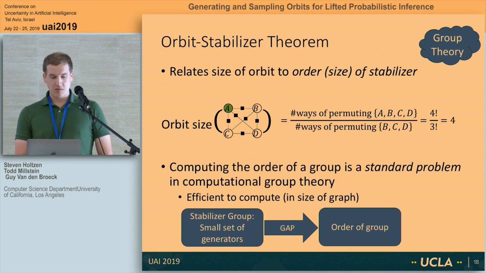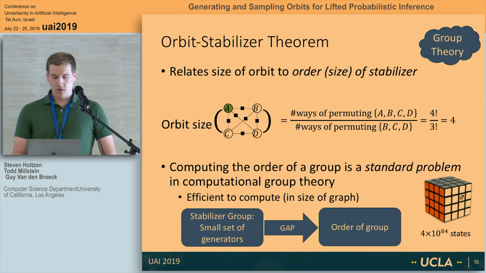So I can give you this stabilizer group, this small set of generators. I can run it through a tool called GAP, which is a computational group theory tool. And then it can tell me the order of the group efficiently without enumerating all the possible elements of the group. And in fact, this is an extremely efficient procedure.